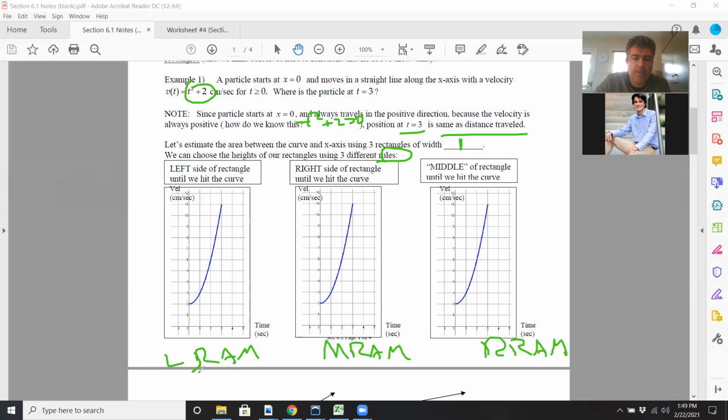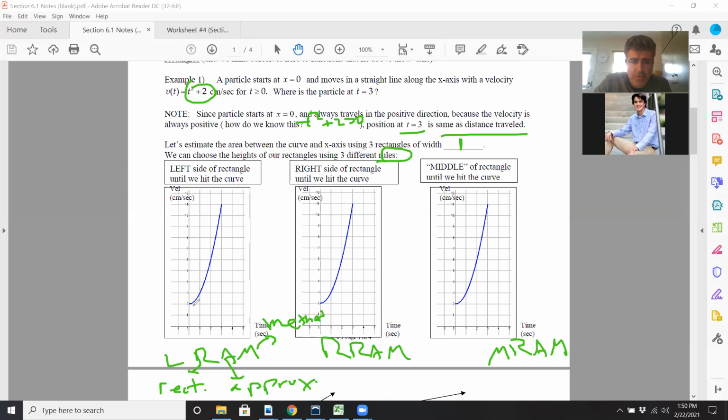The R means rectangular. The A stands for approximation. M stands for method. So LRAM is called left rectangular approximation method. MRAM is called, oh, I got mixed up, yikes. Sorry about that. RRAM is called right rectangular approximation method. MRAM is called midpoint rectangular approximation method. And I'll define it again for you guys on the next page.